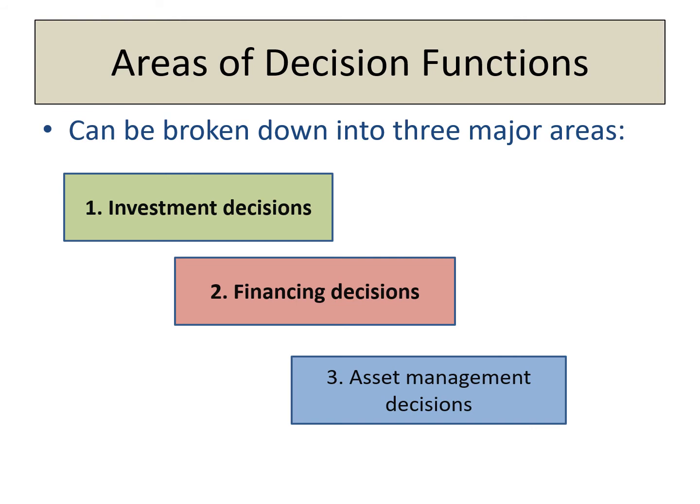So the decision functions can be broken down into three major areas. The first one is investment decisions, and then the financing decisions, and then the third one is asset management decisions.